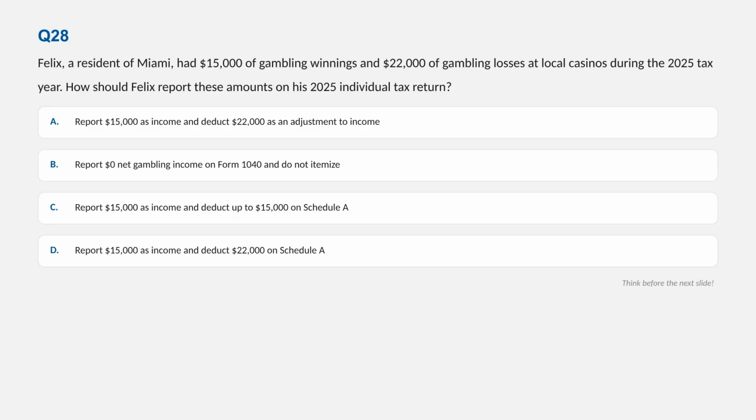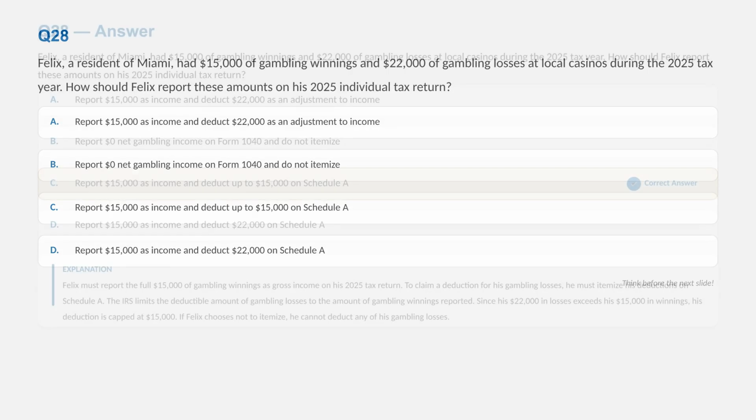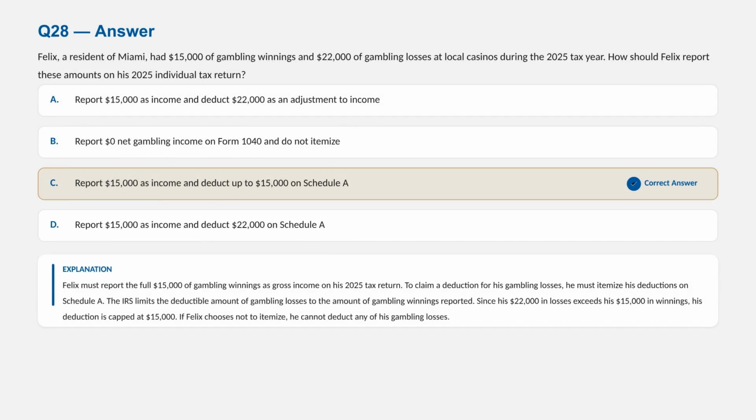A. Report $15,000 as income and deduct $22,000 as an adjustment to income. B. Report $0 net gambling income on Form 1040 and do not itemize. C. Report $15,000 as income and deduct up to $15,000 on Schedule A. D. Report $15,000 as income and deduct $22,000 on Schedule A. The correct answer is C. Report $15,000 as income and deduct up to $15,000 on Schedule A.